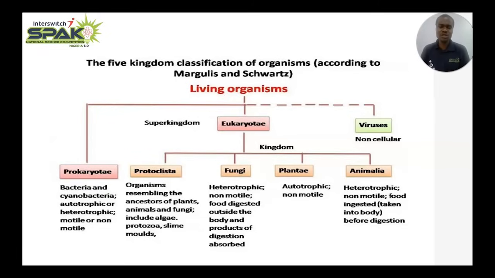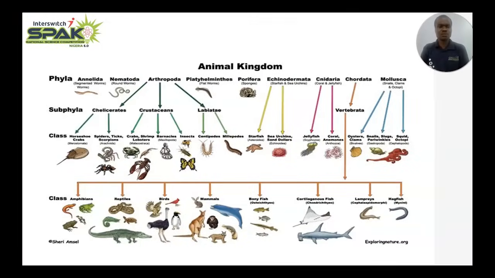Okay. Now this is the chart of the animal kingdom. So we move on to the animal phyla. You have phylum Annelida, Nematoda, Arthropoda, Platyhelminthes, Porifera, Echinodermata, Cnidaria, Chordata, and Mollusca. Under the chordates, of course, the chordates are animals that have a notochord, and you now have the subphylum Vertebrata, animals that have a backbone.